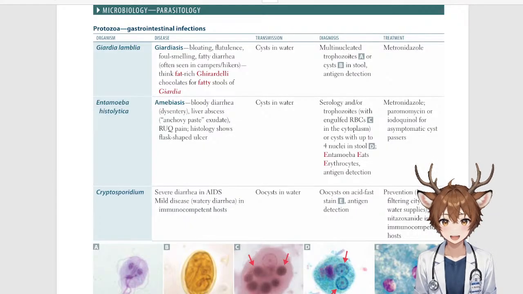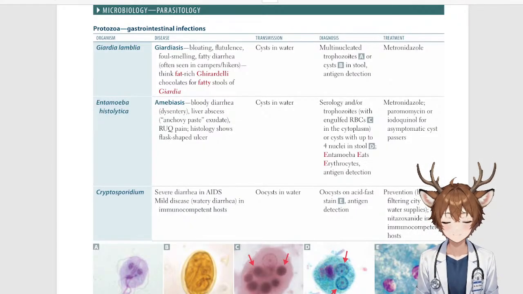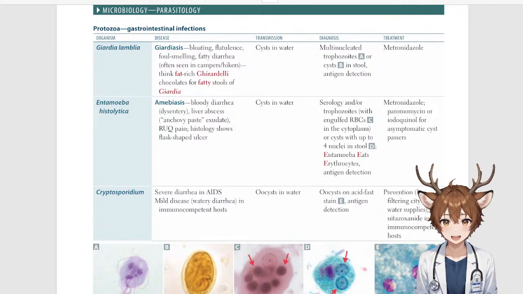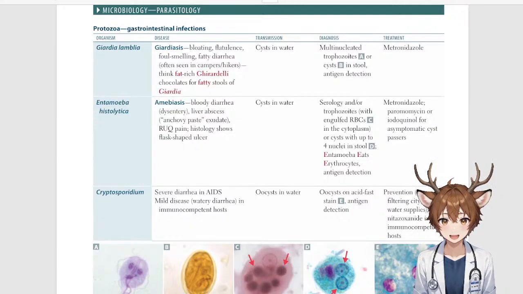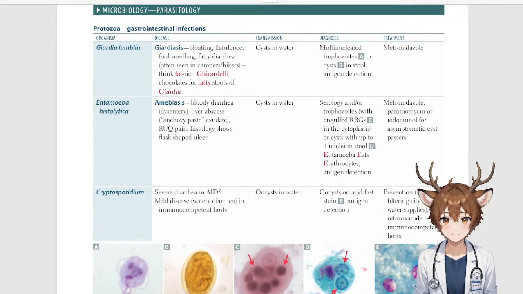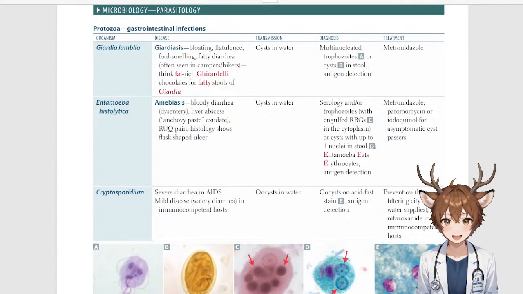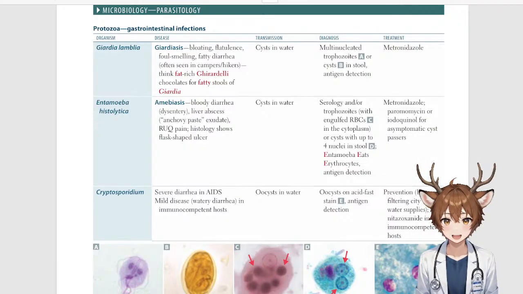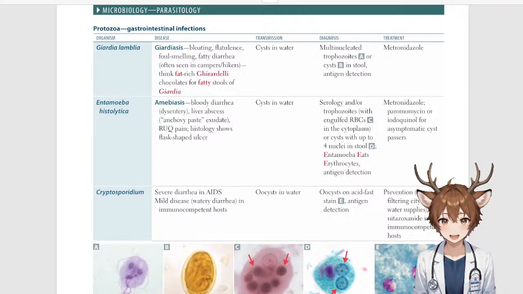What about Cryptosporidium? Cryptosporidium causes severe diarrhea in AIDS patients. You have mild disease, watery diarrhea, in immunocompetent hosts, though. So there's a little bit of difference between how it presents for people who are immunocompromised versus people who are immunocompetent. It's transmitted by oocyst in water. The oocyst on acid-fast stain, antigen detection, PCR. That's how you diagnose. You treat it with prevention, i.e. filtering. Nitazoxanide is how you can treat it as well.